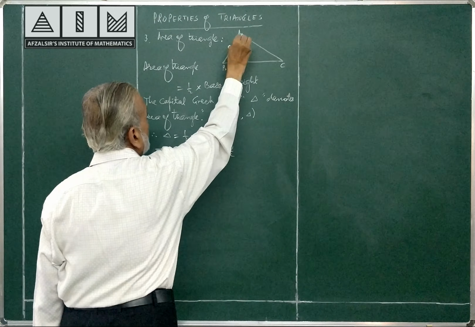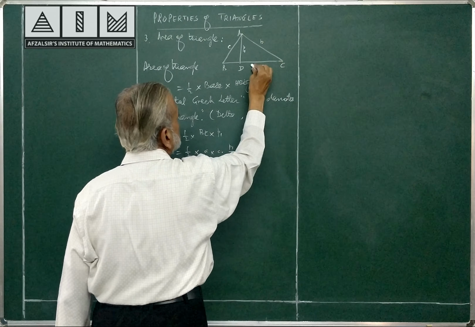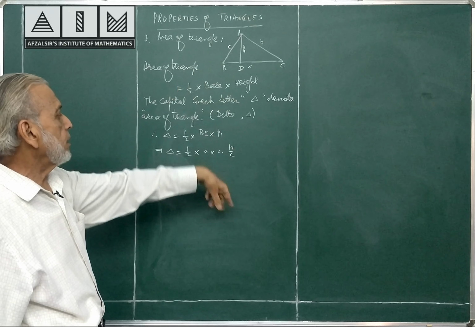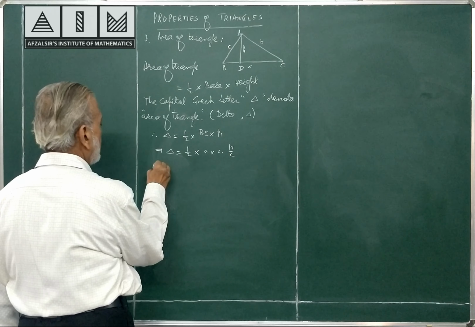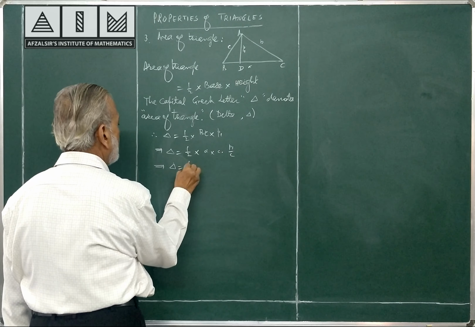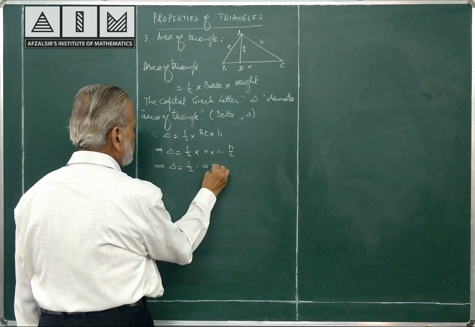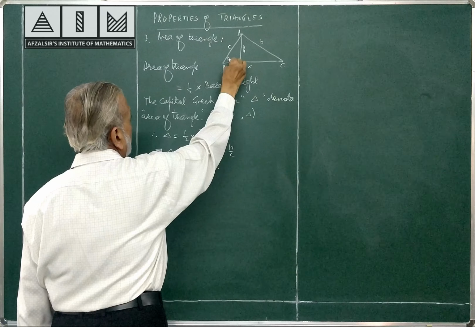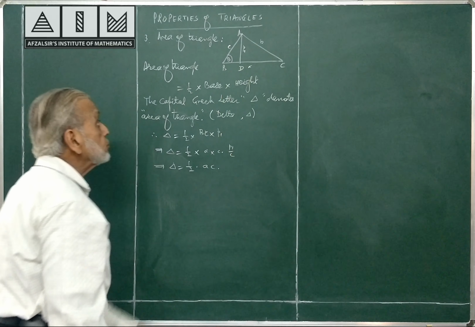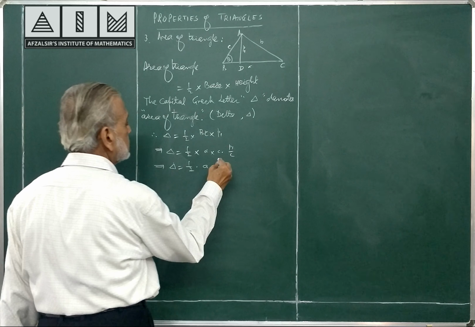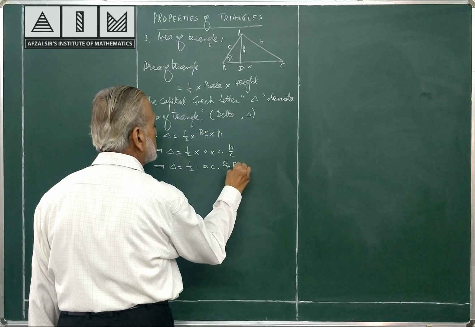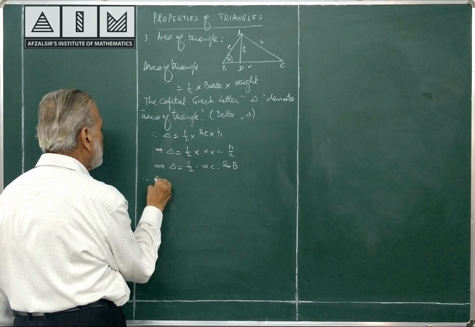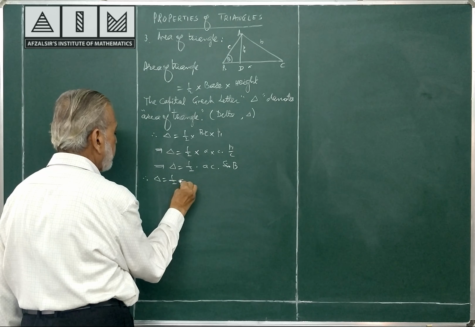This is C, this is B, and this is A. 1 by 2, BC is A, P1 I have written P1 by C into C. 1 by 2, AC, P1 by C is sin B. Opposite side by hypotenuse is sin B. So, a formula has come to my hand now. 1 by 2 AC sin B.